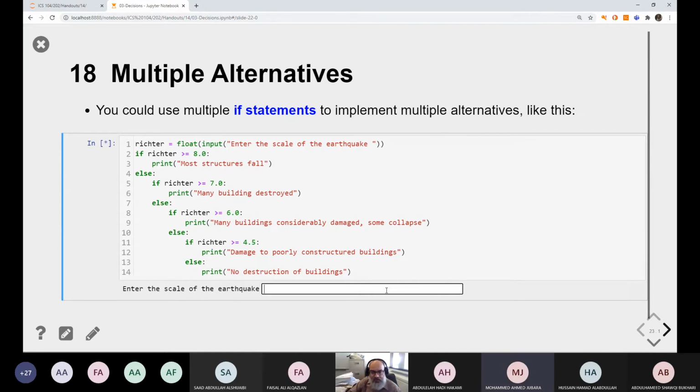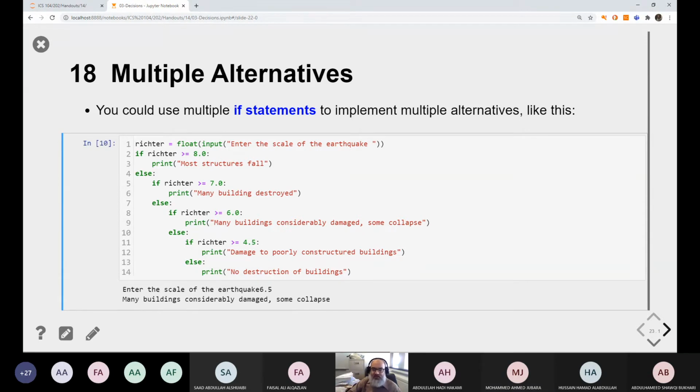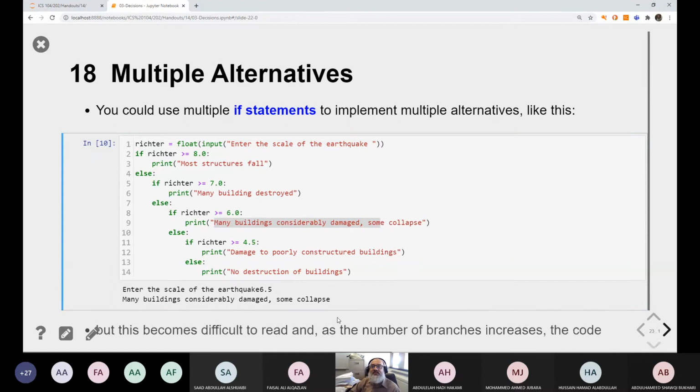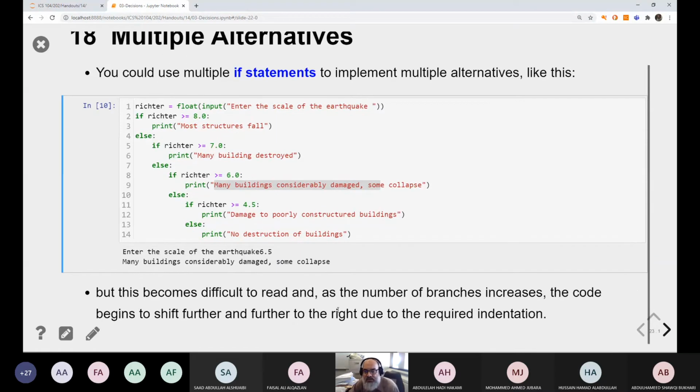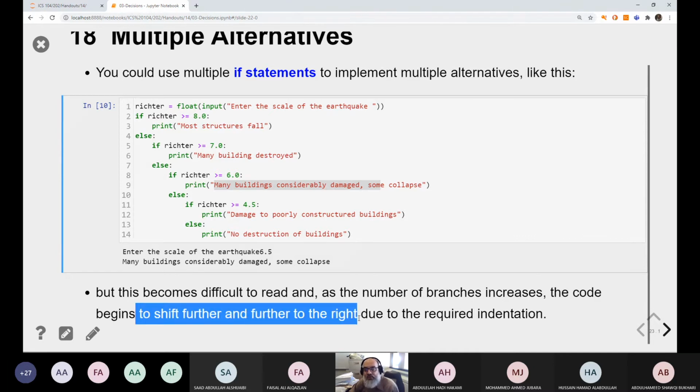If we put, for example, 6.5, okay, let's choose 6.5. Many buildings considerably damaged, some collapse, right? So basically, it's here. So that's the problem with this code. It becomes very difficult to read, and as the number of branches increases, the code begins to shift further and further to the right due to the required indentation.